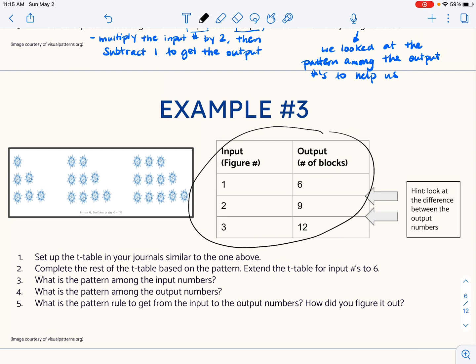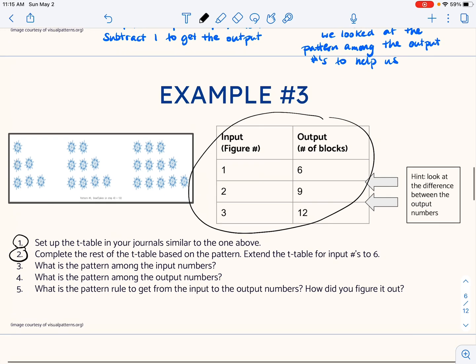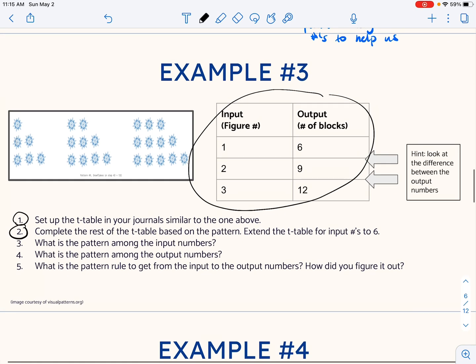Similar to the other 2 examples, you're going to set it up in your journal or your engraphed sheet of paper, complete the rest of the T table based on the pattern, and extend it for input numbers to 6. So pause the recording now and go ahead and set that up in your journals. I'm going to continue here. There's a little bit of an overlap here, so I'll do this. Input and output.